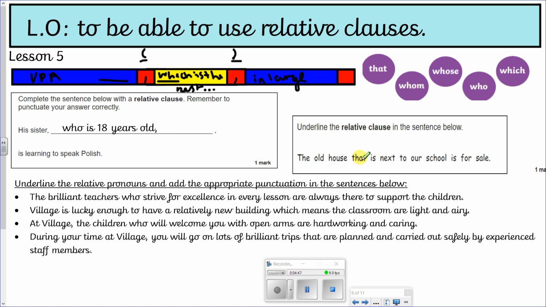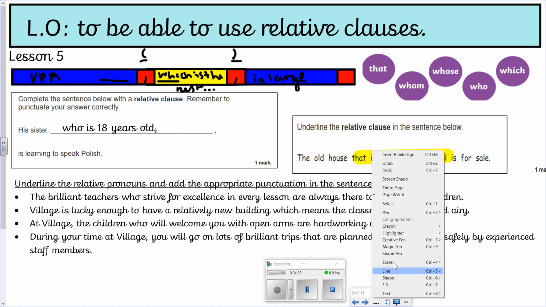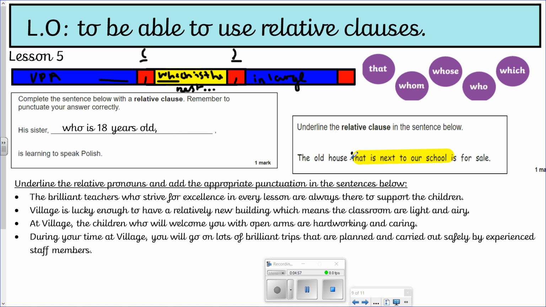So the old house that is next to our school is for sale. If I was going to put some sort of punctuation around that, I could add brackets, or I could have added dashes. But all I wanted you to do really was underline it. So the house that is next to our school is for sale.